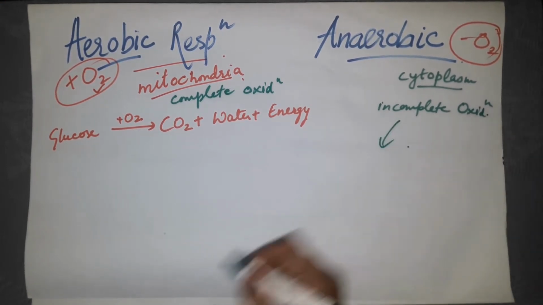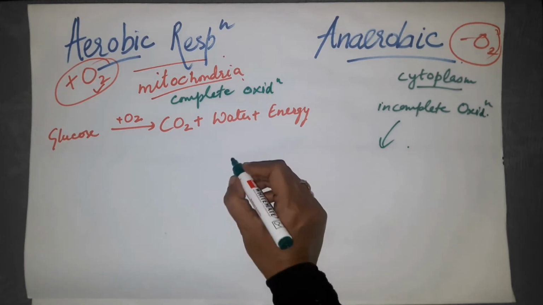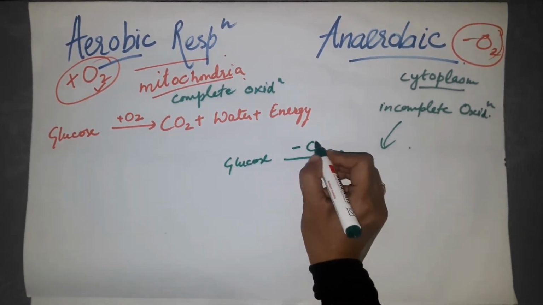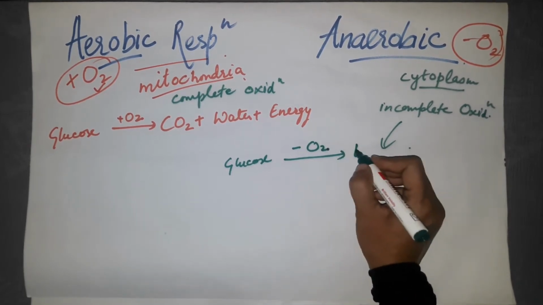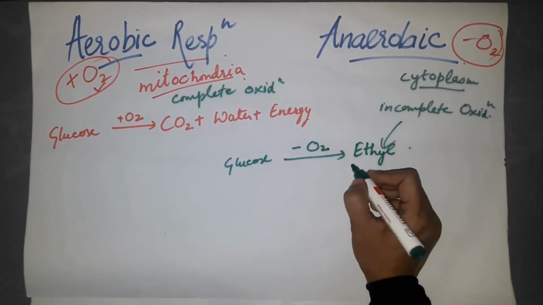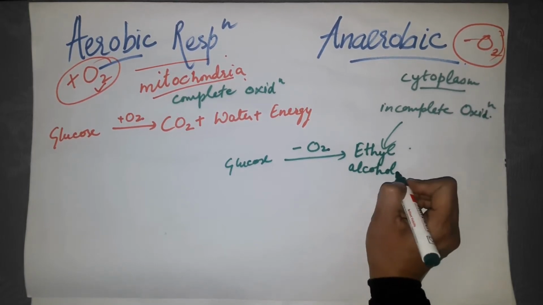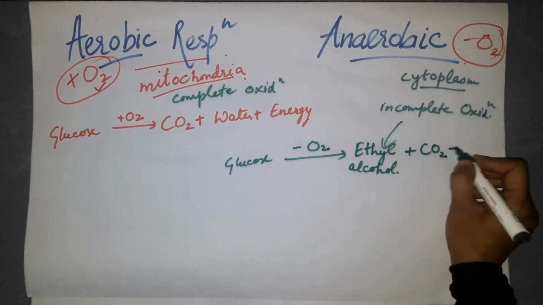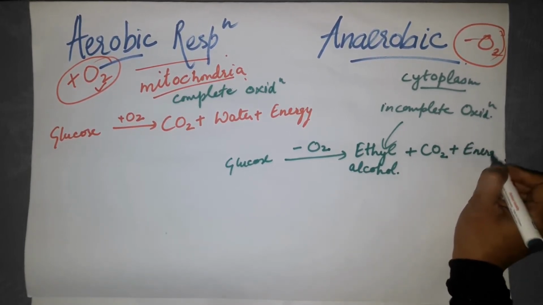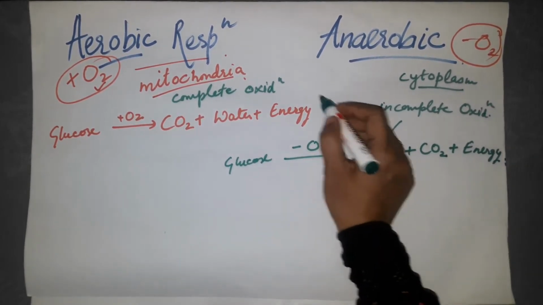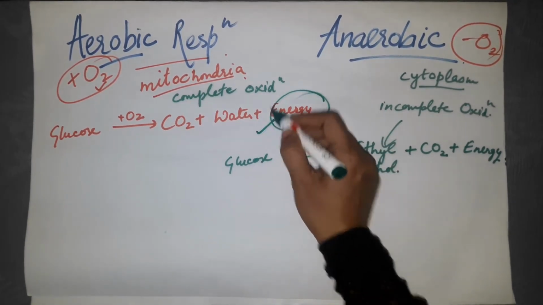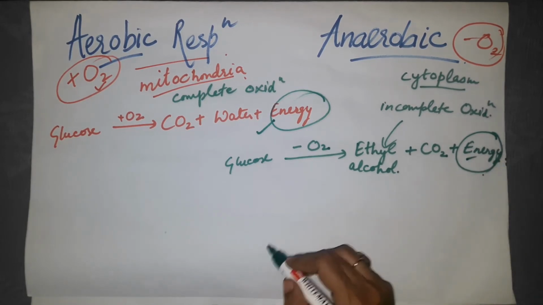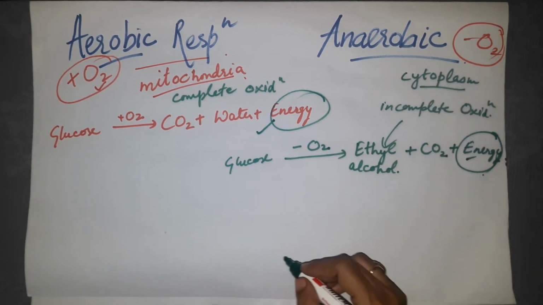So what will be the result of incomplete oxidation? Obviously the glucose is there, but when there is an absence of oxygen, ethyl alcohol will be produced, along with carbon dioxide, and energy will also be produced. But the amount of this energy will be more in aerobic respiration, whereas it will be very less in the case of anaerobic respiration.